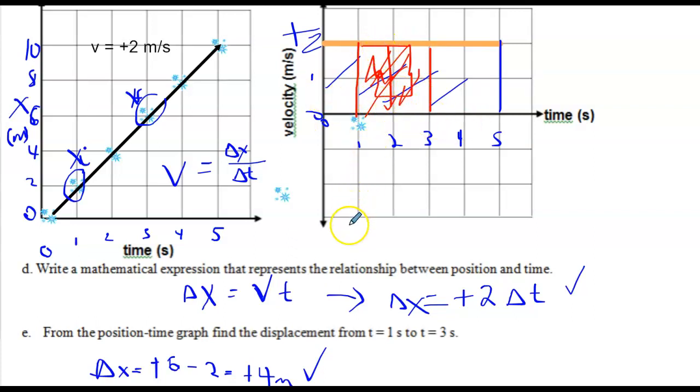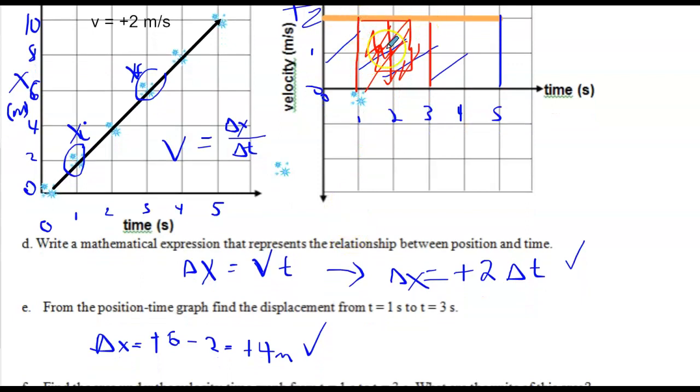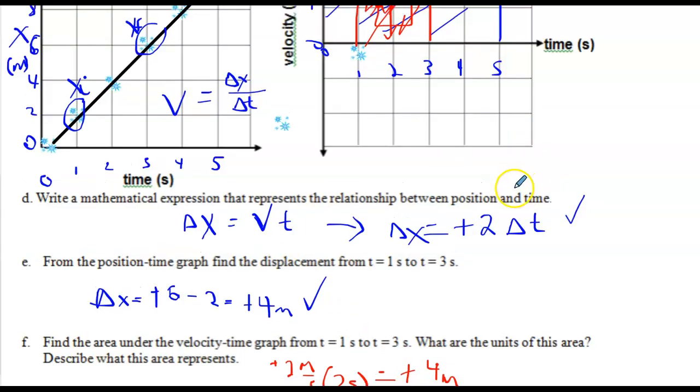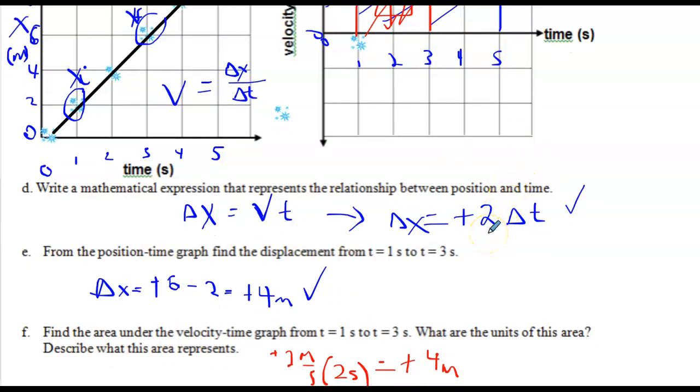So we would do 2 by 2, so it would be 2 meters per second. +2 meters per second because it's above the 0, so it's positive. So +2 meters per second times 2 seconds, which is equal to +4 meters, which is all working together. So all of these graphs seem to check out. We've done everything properly so that they all match up and fit together.